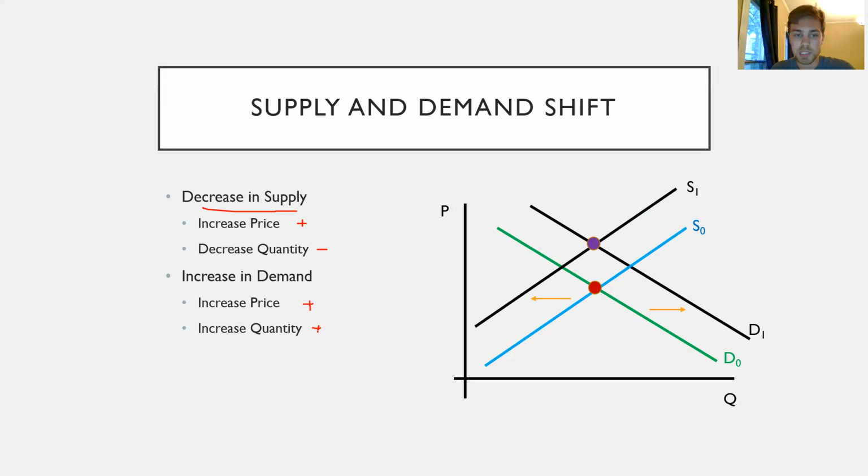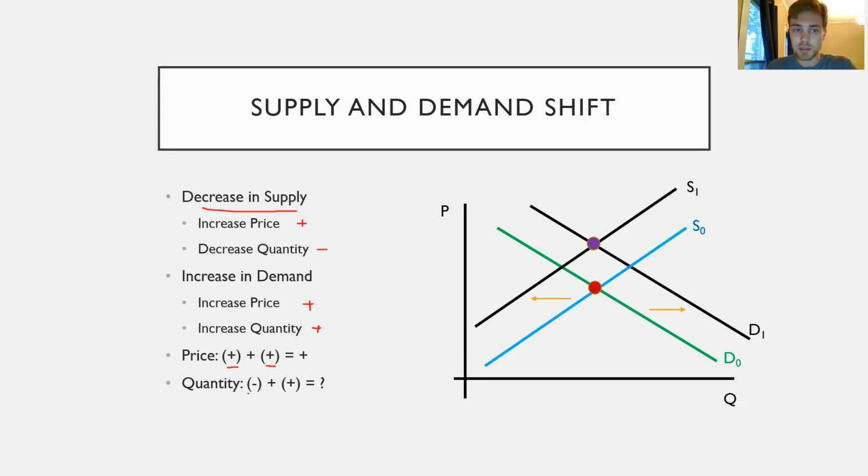So if we want to know what happens to price, we can just add the two effects on price. And so we see that for price, we had a positive effect because of the decrease in supply on price, and a positive effect because of the increase in demand on price. And so if we add two positives together, that has to give us a positive effect. So overall, the decrease in supply and increase in demand is going to unambiguously increase our price.